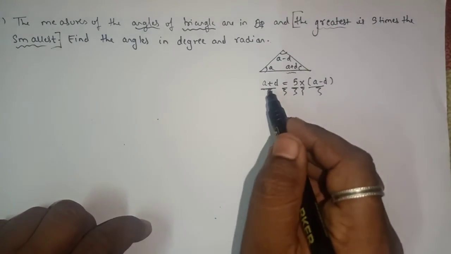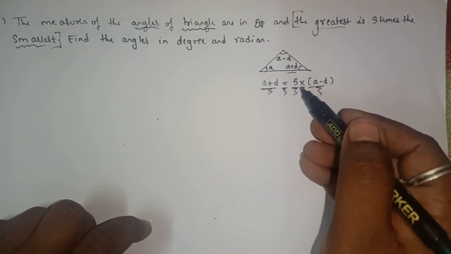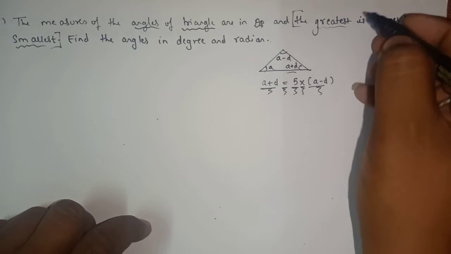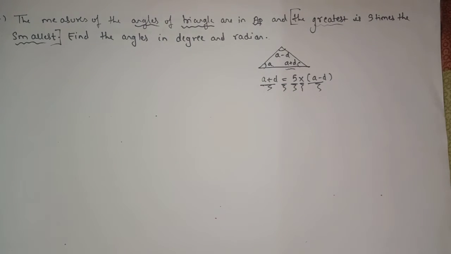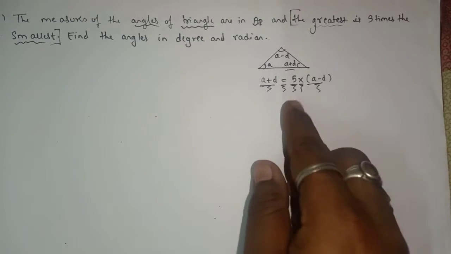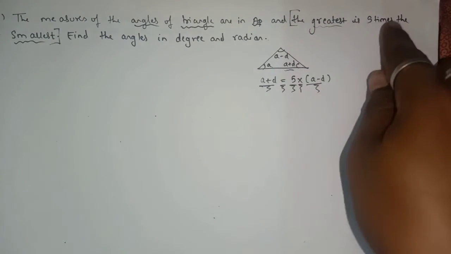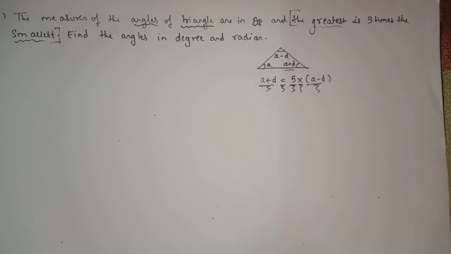So here the greatest angle is a plus d. Is means equal to. 5 times means 5 into. Okay, so these small things were there in your 10th standard. I hope you all know the meaning of small words like is, times. Is is known as equal to, times is known as multiplication. It is very important, because a statement sum is known as a word problem.